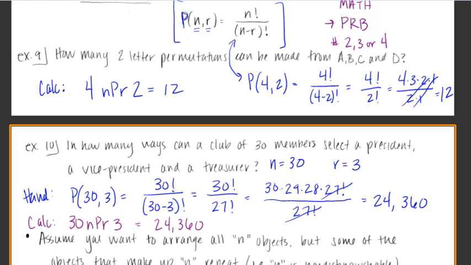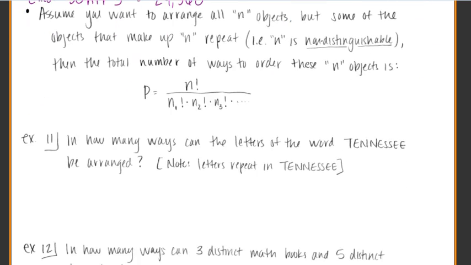So let's go back and interpret our answer here. If you only have 30 members, you have 24,000 options on just how to pick any 3 of those members and say, hey, you're going to be president, you're going to be vice president, and you're going to be treasurer. It's kind of crazy. How many times were you in a room of 30 people and there were that many ways just to select 3 people? Pretty cool though.